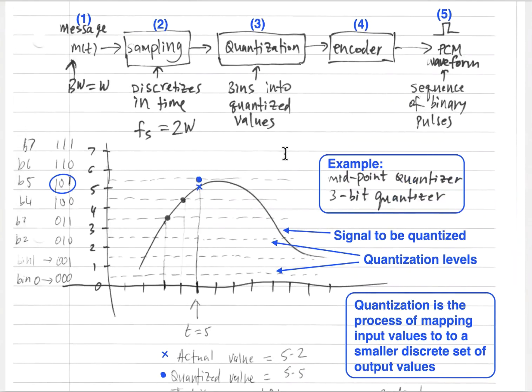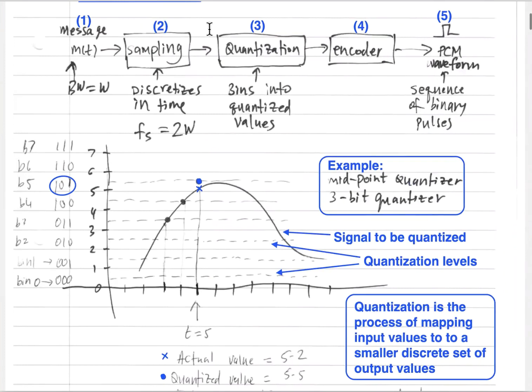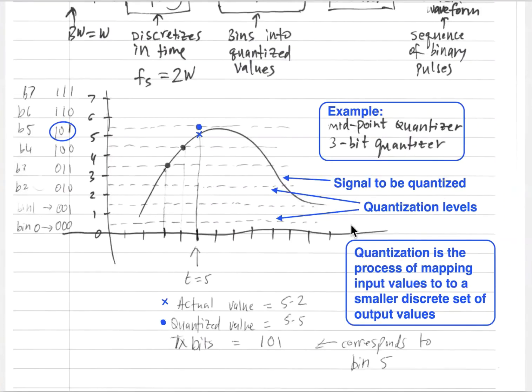It's important that you understand what's going on here, because this pretty much tells you everything about quantization. It doesn't give you the analysis, which we're going to do next, but it explains the idea behind quantization. So this is essentially an analog to digital converter. You sample in time, you quantize in value. You go from analog values to bits. So again, remember, quantization is the process of mapping continuous input values, or possibly continuous input values, to a smaller discrete set of output values.